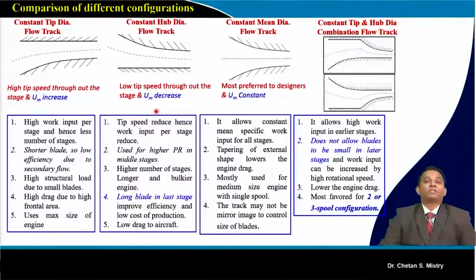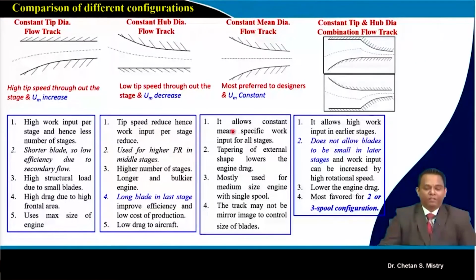And the limitations we have in losses and efficiency, we can mitigate by going with a constant hub diameter configuration. We were discussing this mostly for high bypass ratio engines, where the HP spool is designed with this kind of configuration. Then we discussed the constant mean diameter configuration, where you can get a higher per stage pressure rise.